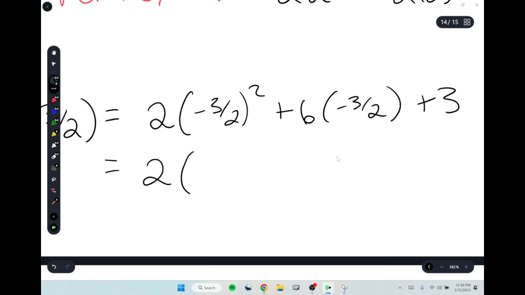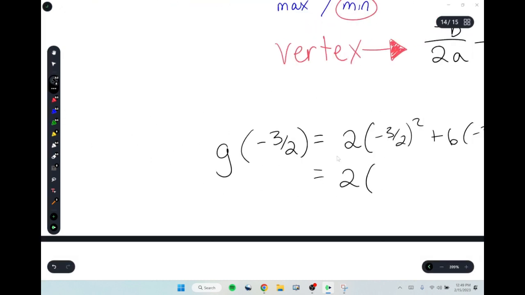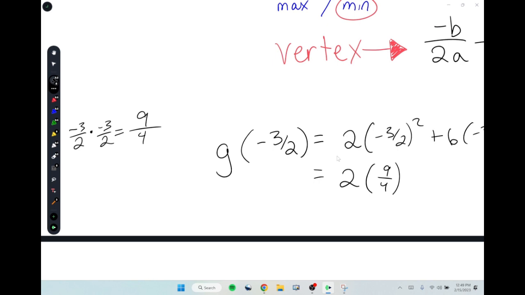2 times negative 3 over 2 squared. What happens there? You know, multiply by itself. We'll go do that off to the side. Negative 3 over 2 times negative 3 over 2. Multiply the tops and you get 9, multiply the bottoms and you get 4. There's your fraction, 9 over 4. Just multiply them by each other. You're allowed to go off to the side and do it if you don't like doing it in your brain.